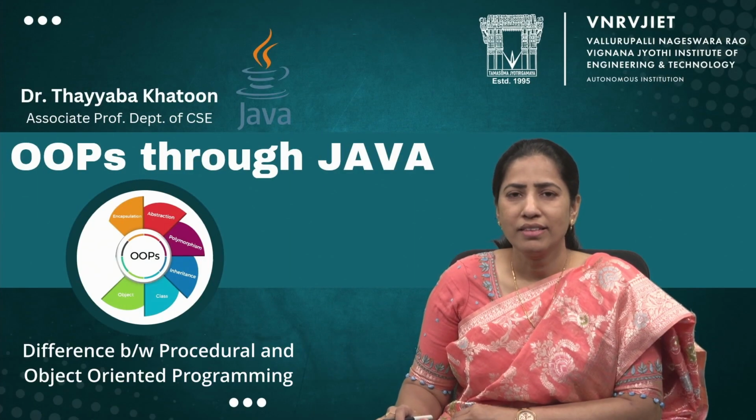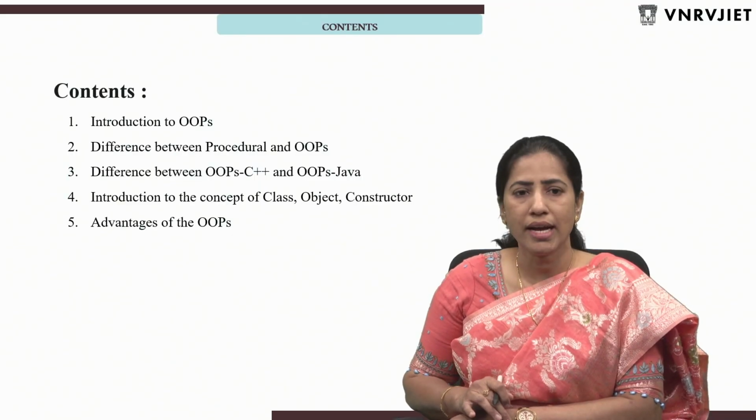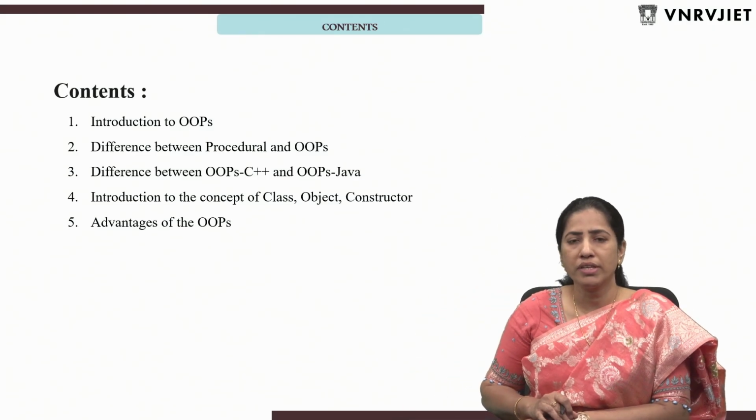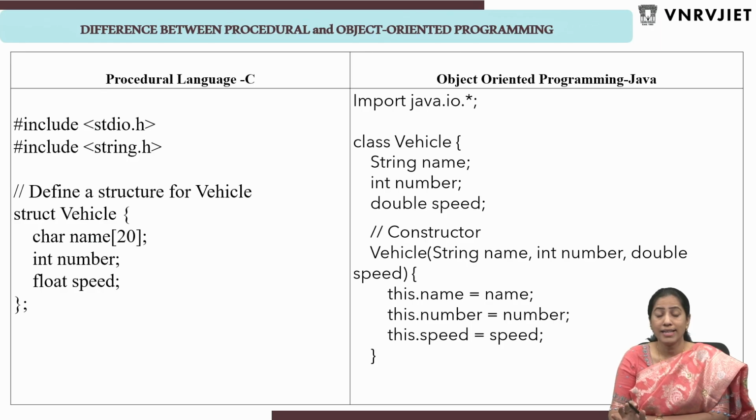Welcome back again. In this lecture, we are going to continue the topic difference between the procedure-oriented language and object-oriented language. And we'll talk about the difference between object-oriented languages like C++ and Java. So we will see an example program which will clearly make you understand the difference between the procedural language and object-oriented programming language.